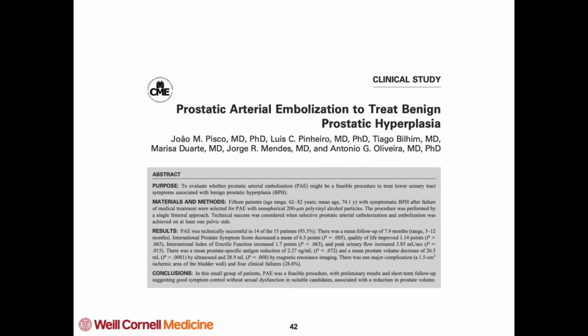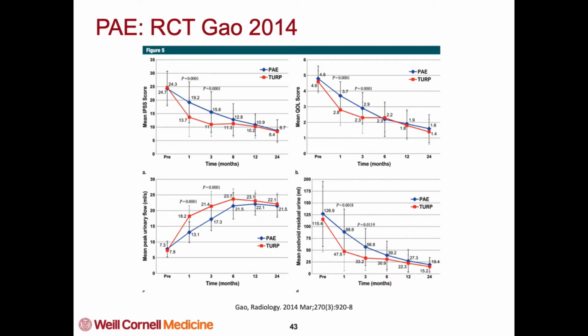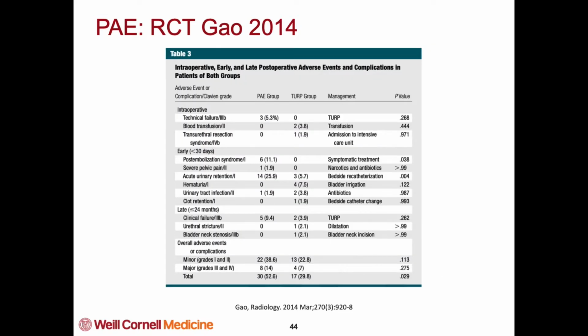So based on these 2 studies, there have been several randomized control trials which have looked at prostate artery embolization. The first one was from Gao. This was a randomized control trial with 57 patients in the TURP arm and the PAE arm. And what they found was that at 6 months, IPSS scores improved similarly to that of TURP, as well as quality of life and PVR.